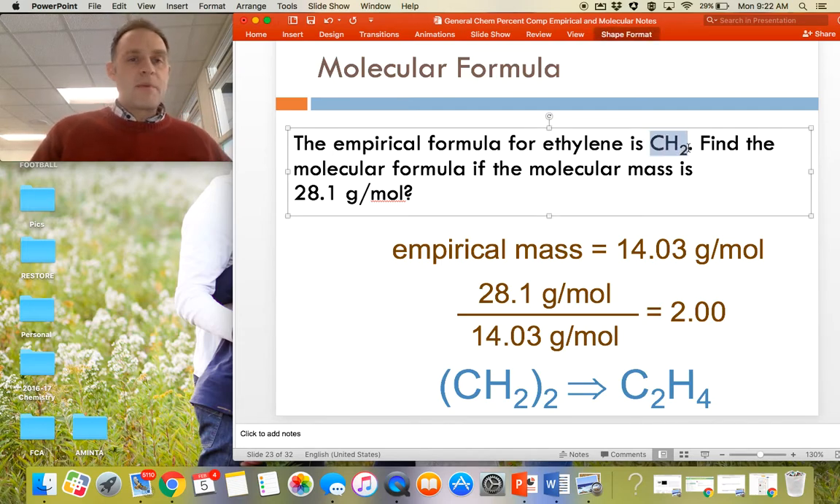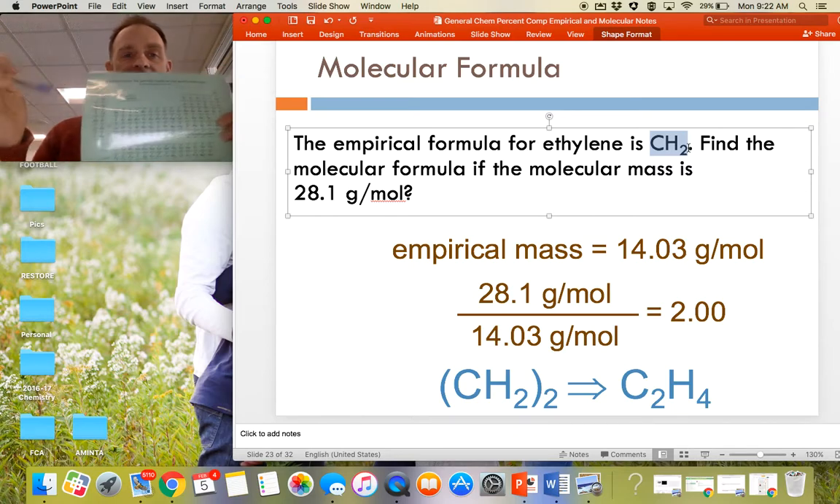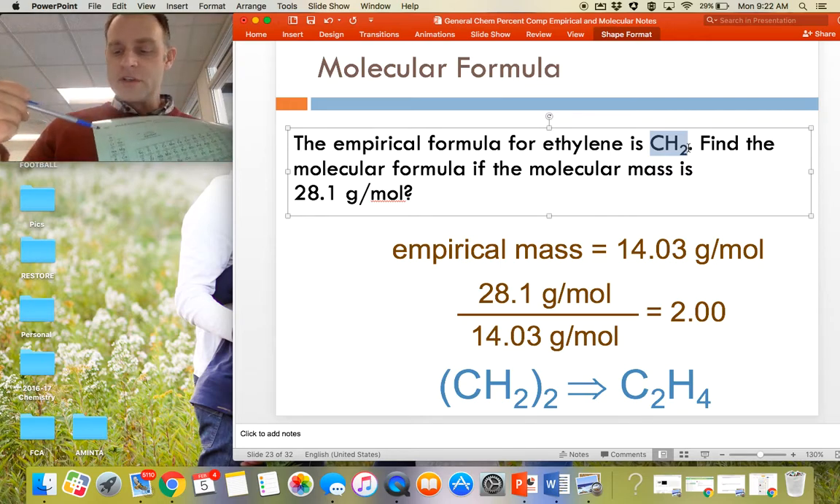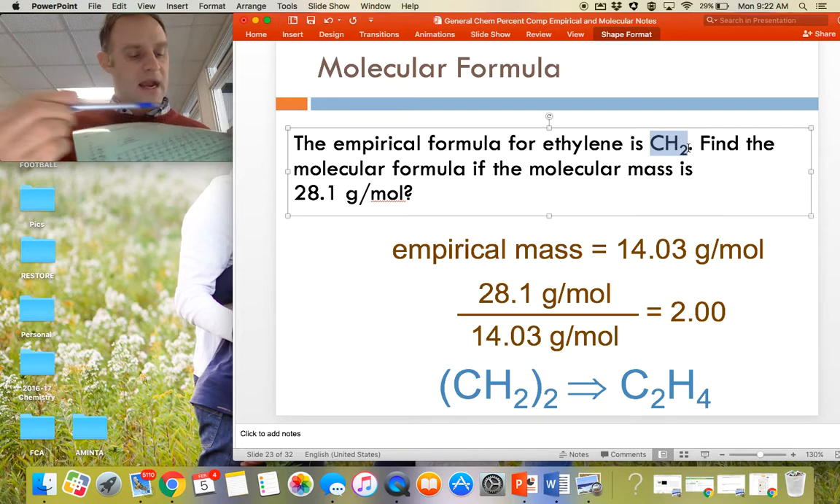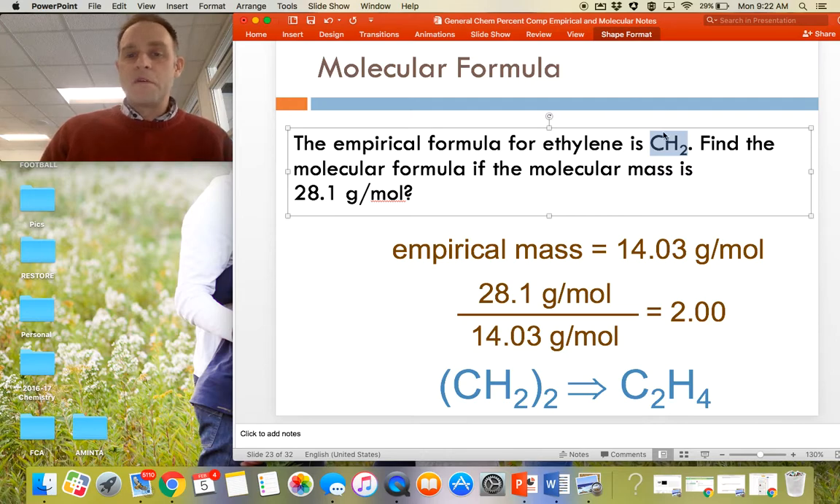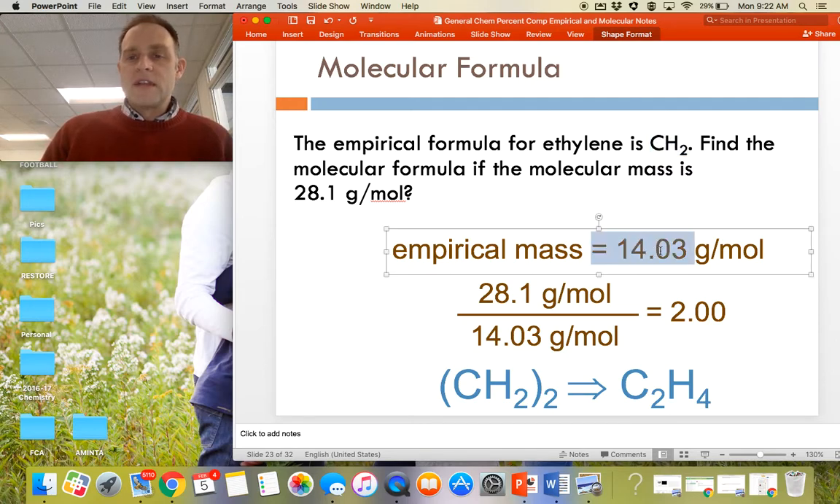Then I find my periodic table. I find carbon, all right, which is 12.011. And I find hydrogen, which is 1.008. I multiply that by 2, right, because I have 2 of those, and I add it to the carbon. That mass of my empirical formula is 14.02 grams. That then goes on the bottom.